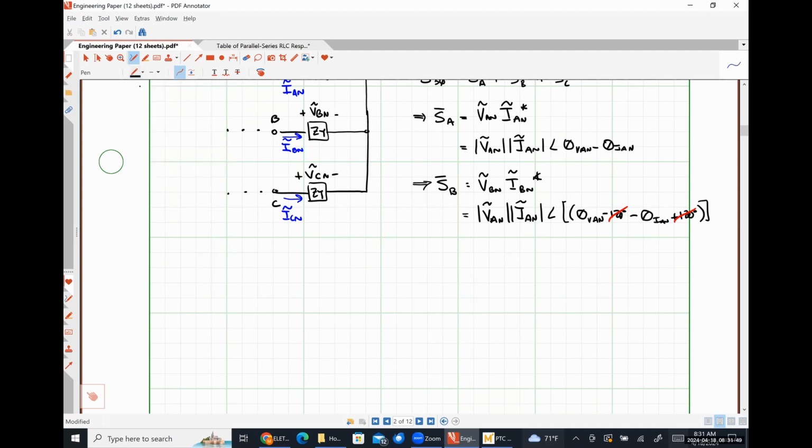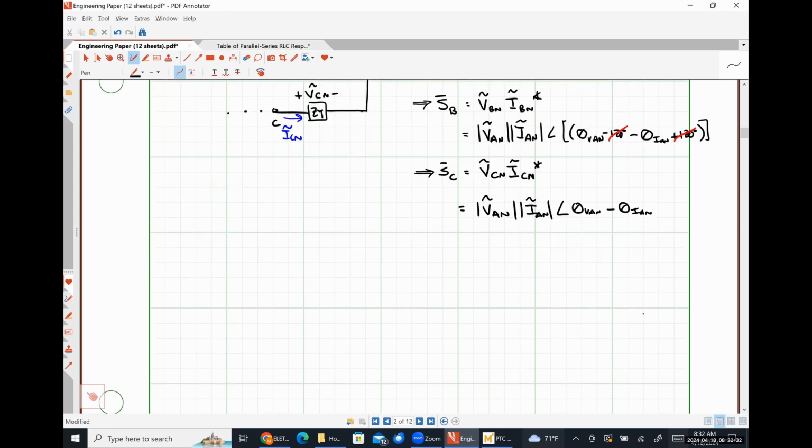So what do you guys think is going to happen for the C phase? The exact same thing. So this is going to look like VCN times ICN conjugate, which could be expressed literally as the magnitude of VAN times the magnitude of IAN with an angle of theta VAN minus theta IAN, because the 240 degrees phase separation is just going to cancel each other out when we subtract it.